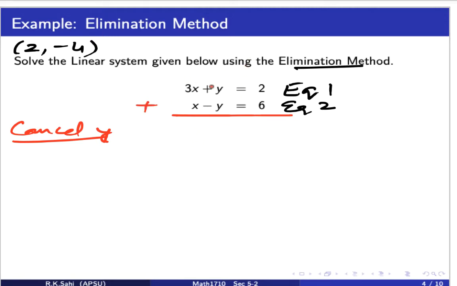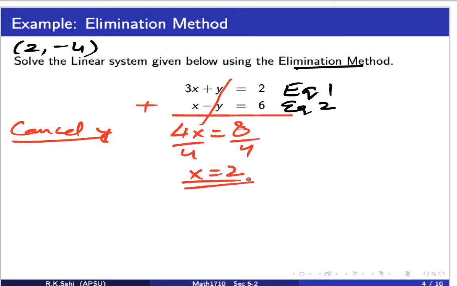So I'm adding the first equation to the second. What happens here? Y and minus y cancel out. And what do we have? 3x plus x is 4x, 2 and 6, 8. Then you divide by 4 on both sides and you get x equals 2. So we have got one of the variables.